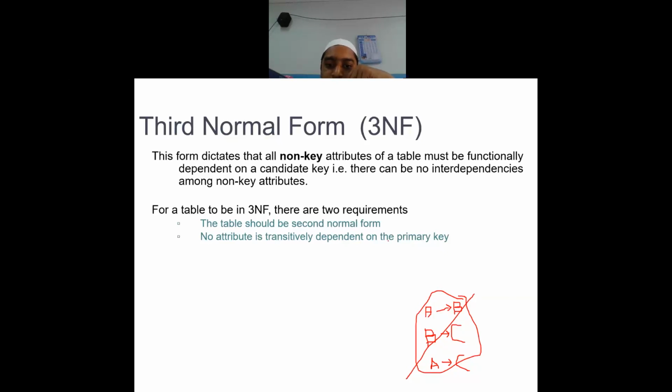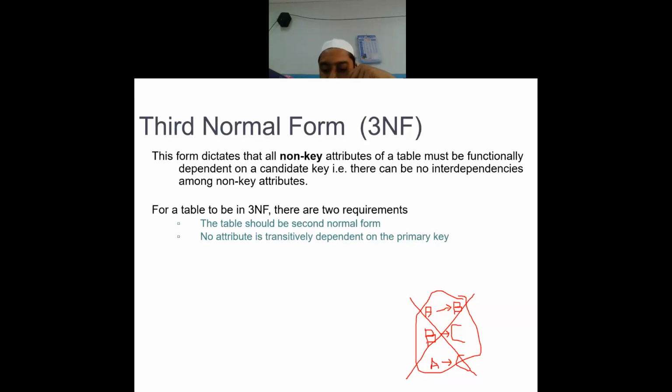No attribute is transitively dependent on the primary key. That means, suppose there is one non-key attribute, it is depending on another attribute. That attribute is dependent on the primary key. Can I say that this attribute A, which was not directly dependent on the primary key, is dependent on the primary key? No. This transitive property should not be there for our database. Either this attribute A, which is a non-key attribute, should directly depend on the primary key attribute, or it should not depend on any other intermediary attributes.